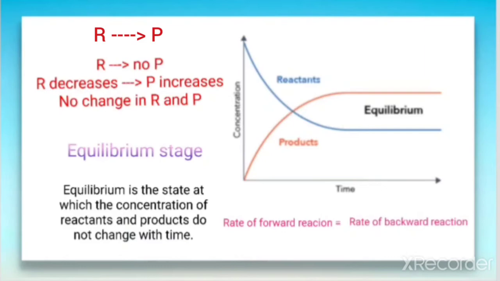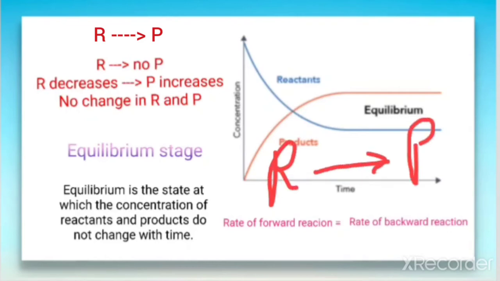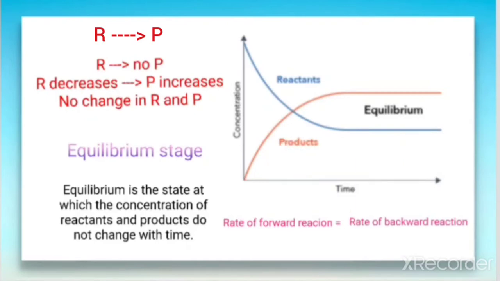That means the reaction is taking place in both directions. That means reactant is converted into the product as well as the same amount or same concentration of product is converted into the reactant. So here both processes, this is called the forward reaction, and this one is called the backward reaction. So both reactions are taking place at the same rate. Therefore, we can say that there is no change in the concentration of product as well as the concentration of reactant.